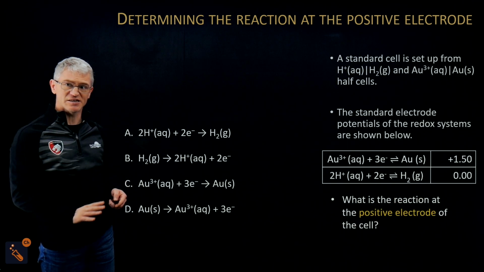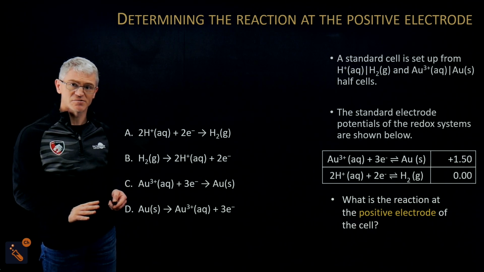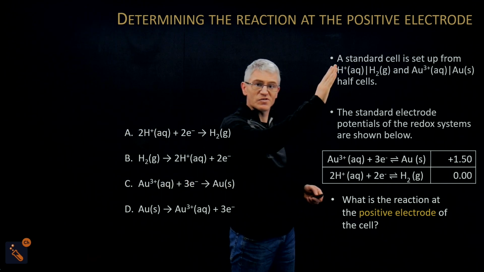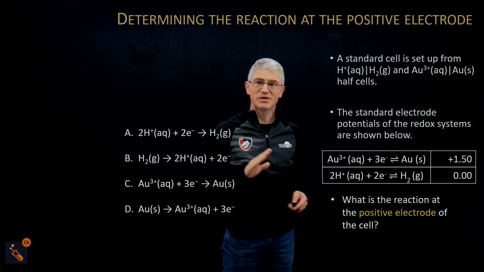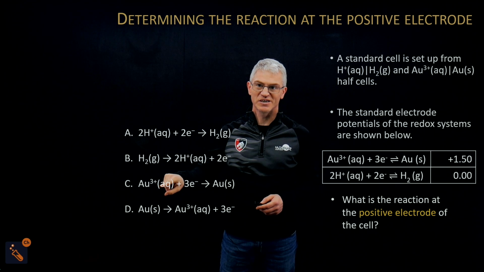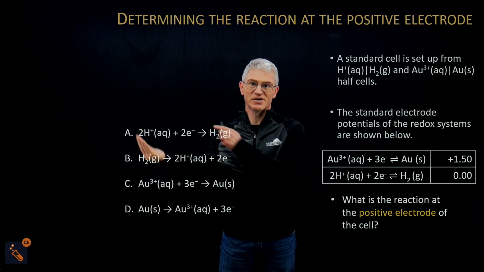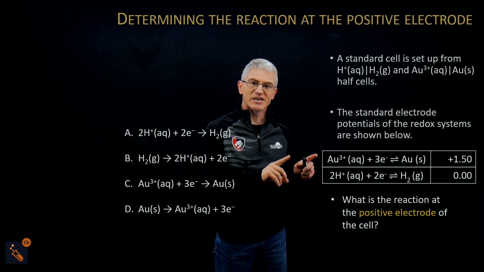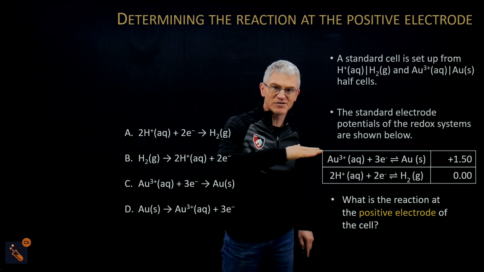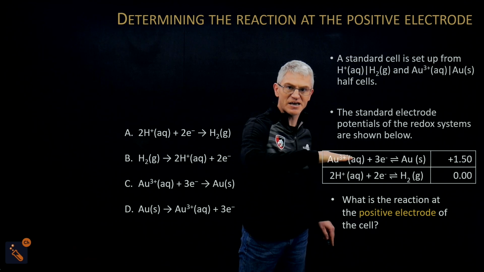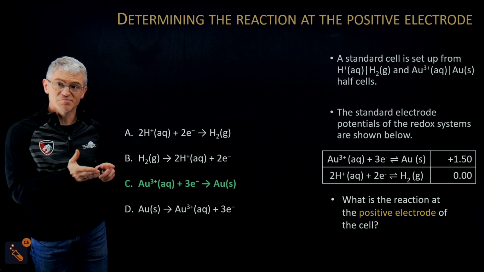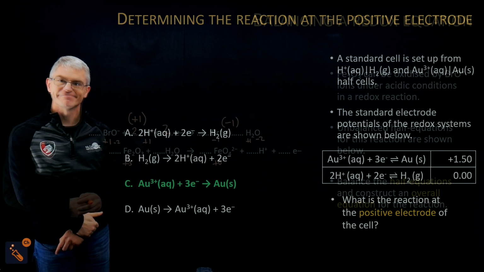Now let's put the answers that they give you up on here. They're telling you that this is set up here with this one, and they're going to put them the right and the wrong way around as well. So there's one way here, and one way here. They've just reversed the two. I'm saying that this one is the most positive, therefore it's going to gain. So to gain, it goes in that direction: Au3+ plus 3 electrons, which means the answer is going to be C.